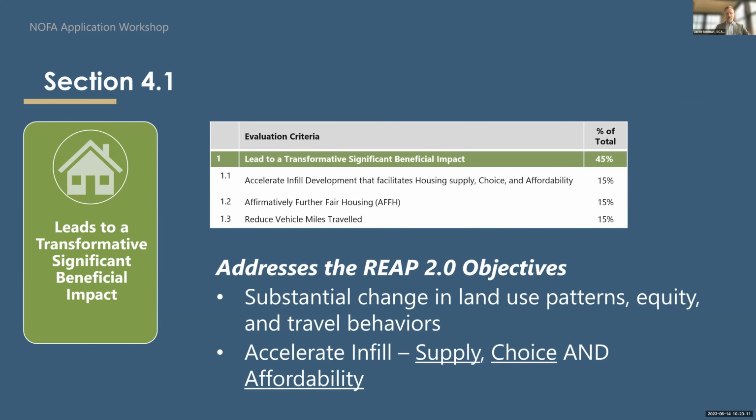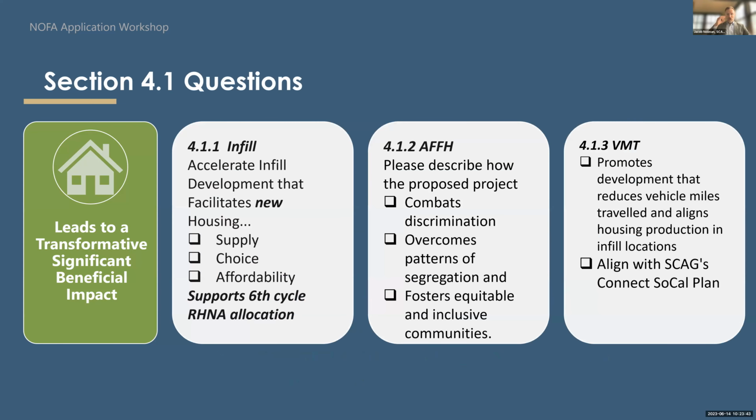So first and foremost, leading to transformative, significant, beneficial impact. And within this criterion is really where we're asking you to look at those state-defined terms of transformative planning and implementation activity and significant beneficial impact. There's 3 question areas that align with those REAP 2.0 program objectives. That's to accelerate infill development that facilitates housing supply, choice, and affordability, affirmatively further fair housing, and reduce vehicle miles traveled. So the questions will focus in those specific areas within infill, AFFH, or affirmatively furthering fair housing, and then reducing vehicle miles traveled. To note, each of these categories do tie back into supporting how the project will help meet the 6th cycle regional housing needs assessment, or RHNA allocation.